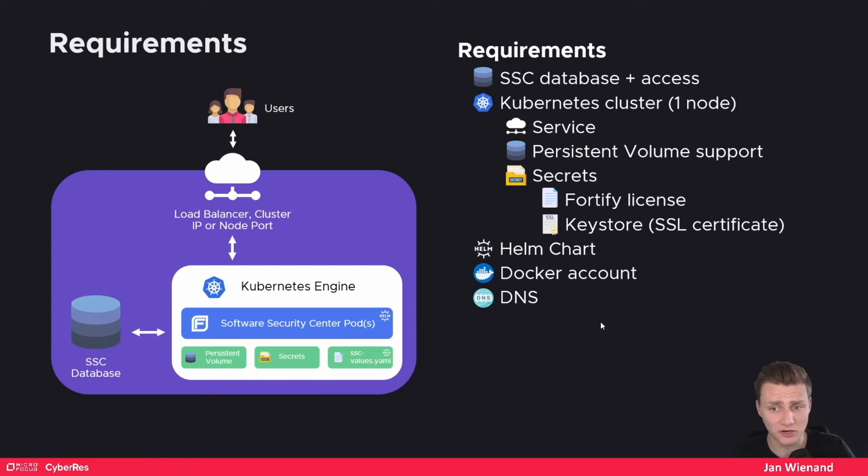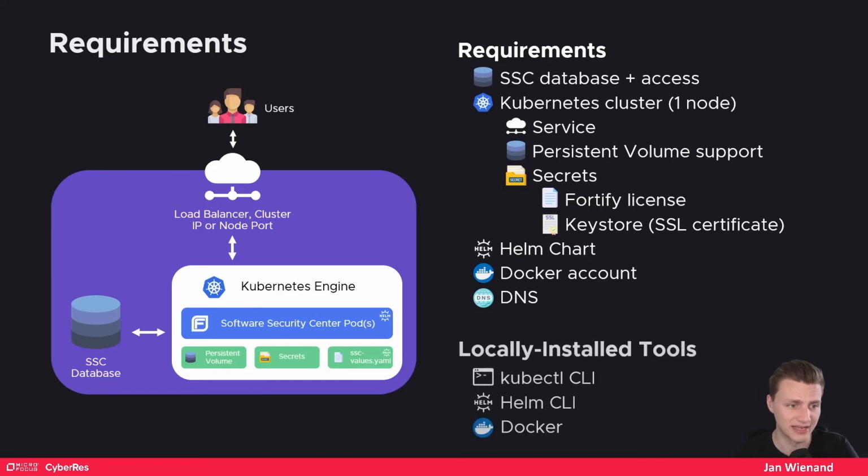And there are also some other things that we need on our machine to actually install everything. And that is, of course, kubectl to talk to the Kubernetes engine. Then we need Helm, of course, and Docker to run everything. So these are all the requirements. So this is just a basic overview. If you want to have a detailed overview, please have a look at our documentation.